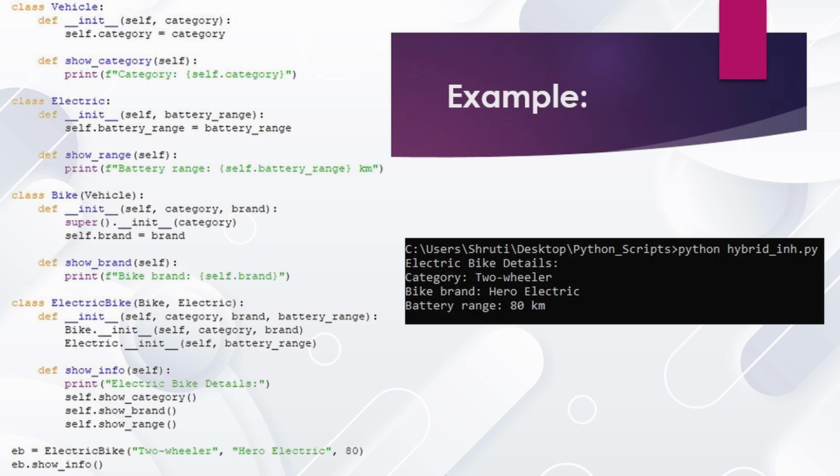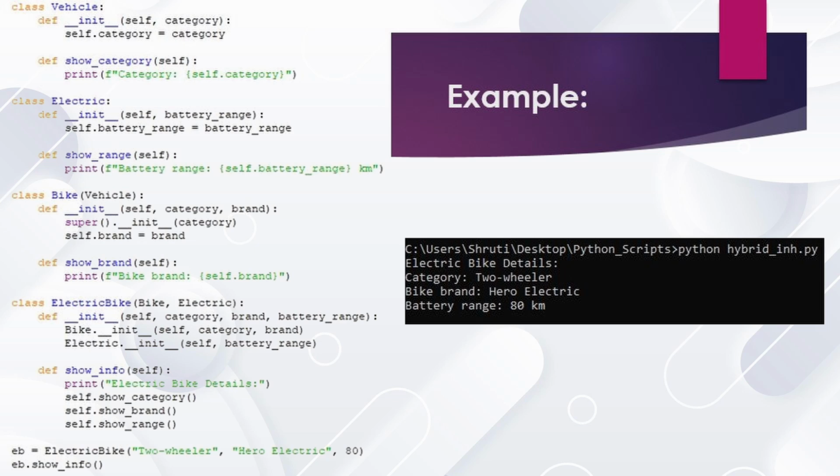It has its own constructor to initialize battery range and a method showRange to display it. The Bike class inherits from Vehicle, making this a case of single inheritance. It also adds a new attribute brand and defines a method showBrand to display the brand.